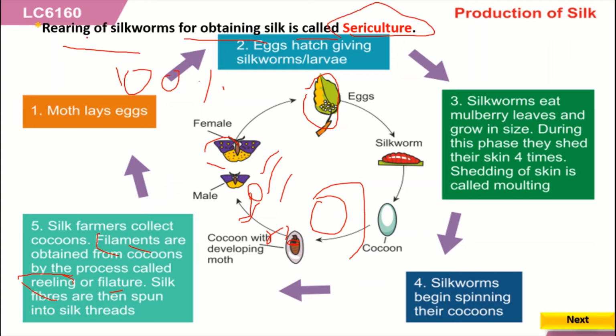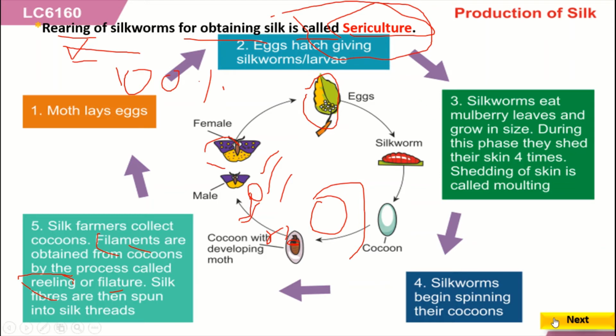What is rearing, as we have learned? Rearing means giving everything needed to the animal which we are rearing. For example, take sheep: we take it to a doctor, give food, and many other things. We rear sheep for obtaining wool. Likewise, we rear silkworms for obtaining silk, and that is called sericulture.